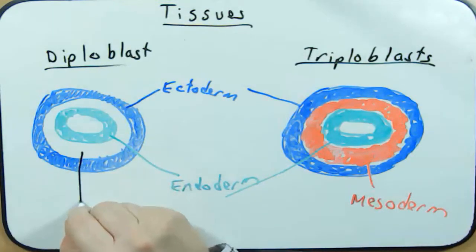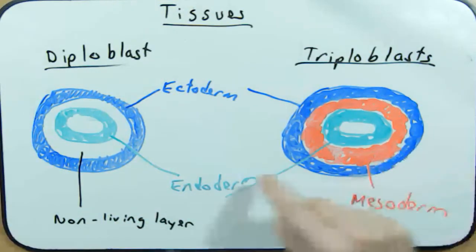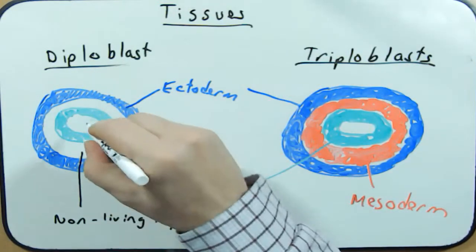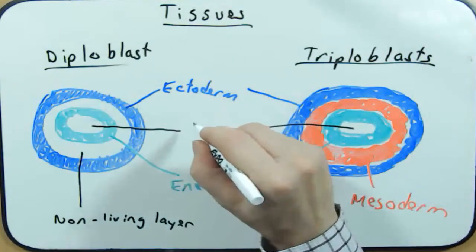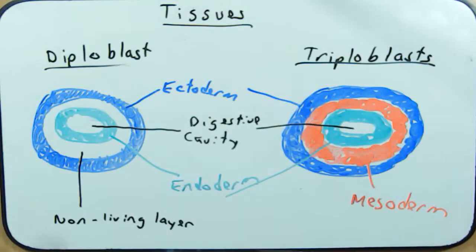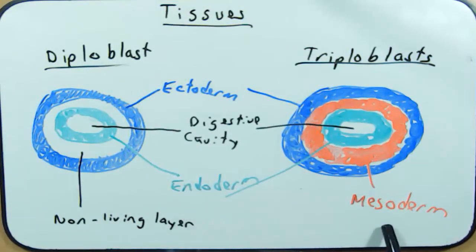This space here between the ectoderm and the endoderm in the diploblasts, this is a non-living layer. In the triploblast, that non-living layer is replaced with a living layer called the mesoderm. And then this spot here in the middle that they both have, this will eventually become the digestive cavity. So some phyla are diploblasts and some phyla are triploblasts. And one phylum, the sponges, don't have any tissues. So I'm going to erase the diploblast side here and focus on the triploblast because I want to tell you what the ectoderm becomes and what the endoderm becomes and what the mesoderm becomes.